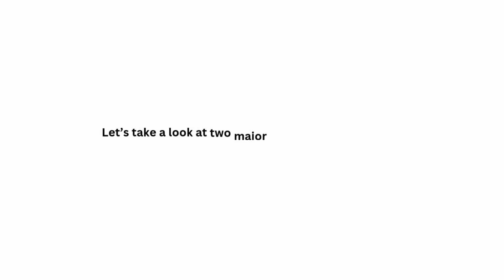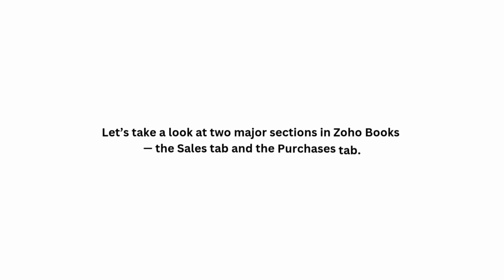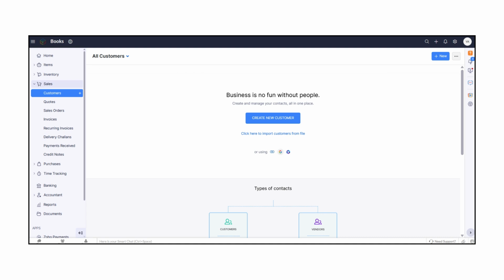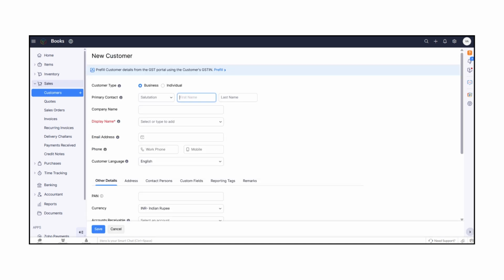Let's take a look at two major sections in Zoho Books, the Sales tab and the Purchases tab. Starting with sales, this section helps you manage everything related to your customer transactions. Under Customers, you can add and manage all your customer details and contacts.